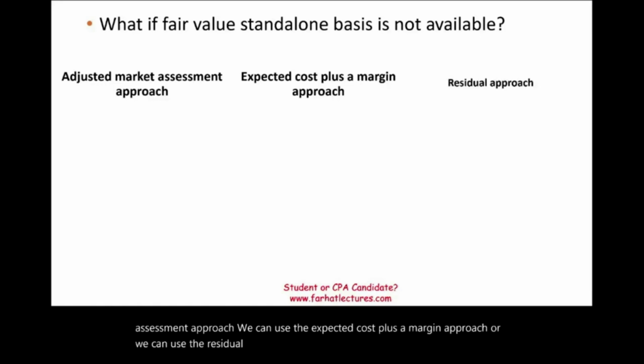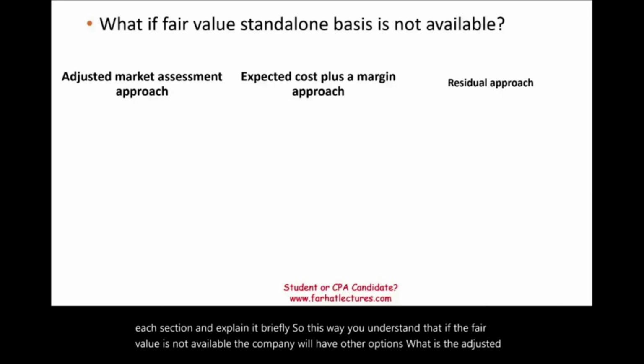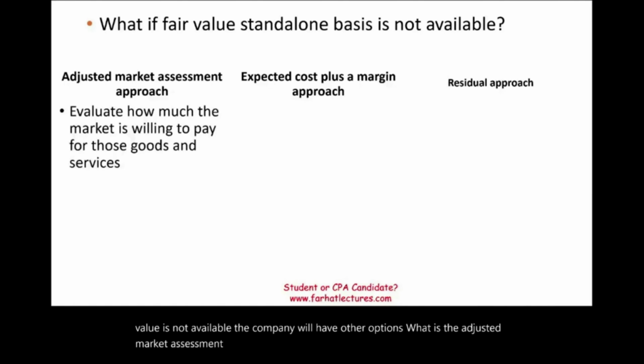So what I'm going to do is go over each approach and explain it briefly, so that you understand that if the fair value is not available, the company will have other options. What is the adjusted market assessment approach? Basically, you can evaluate how much the market is willing to pay for those goods and services. You just have to make a study and look at different things. What do you think the market pays for this? What is the fair value?